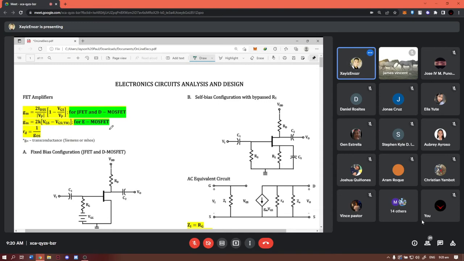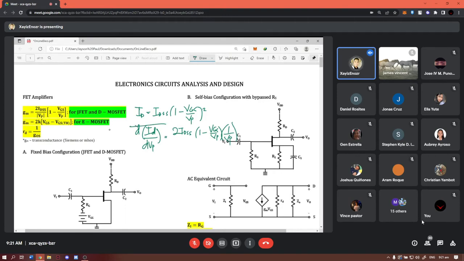So saan ba galing to si gm? Differentiating yung Shockley's equation for JFET and DMOSFET. So ano ba equation na yon? Yung ID is equal to IDSS multiplied by 1 minus VGS over Vp quantity squared. Okay? So kung i-differentiate mo yan in terms of VGS, okay, magiging 2 IDSS multiplied by 1 minus VGS over Vp, multiplied by 1 over Vp. So kaya doon na-derive yung equation na yan.